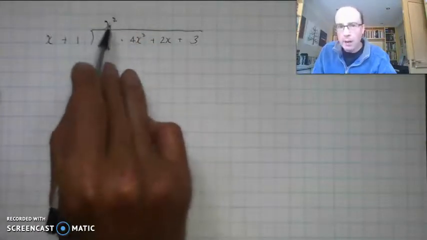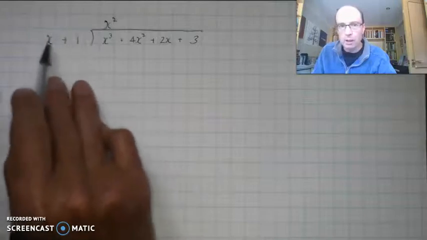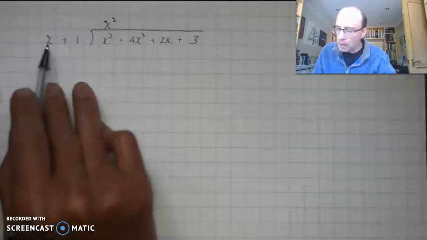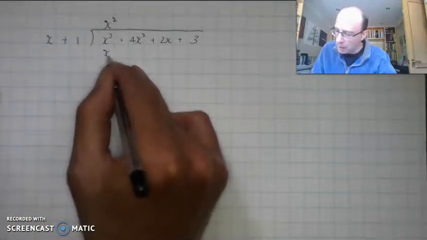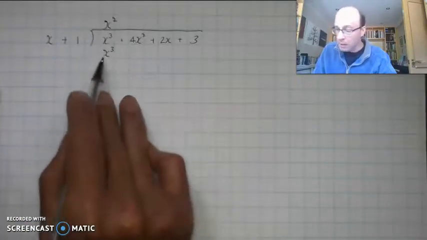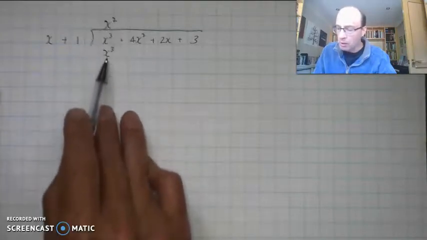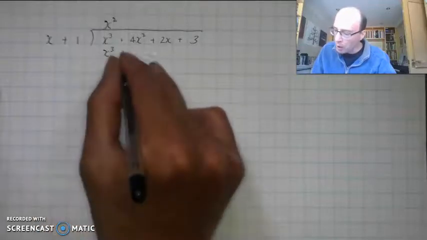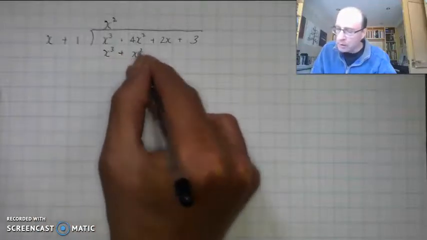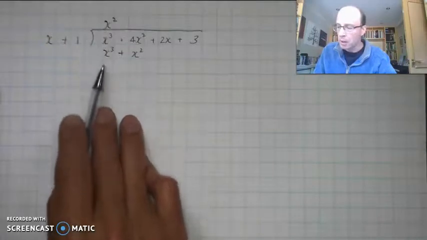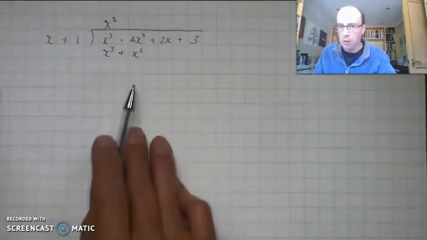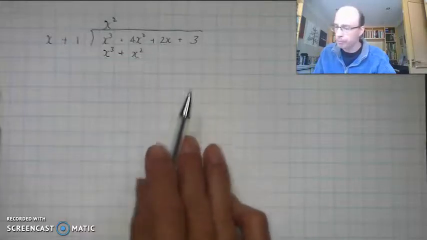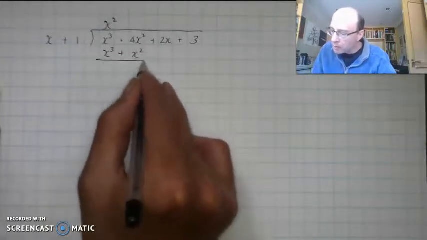And then I'm going to multiply that x squared by the two things outside my division line. So x squared times x gives me x cubed. These are the same, so if I've got this right, these two should be the same, so they cancel. x squared times 1 is one lot of x squared. In the same way as with my numbers, I'm lining up my x cubeds, I'm lining up my x squareds, I'm going to be lining up my x's, and then I'm going to line up my constants. So what have we got?